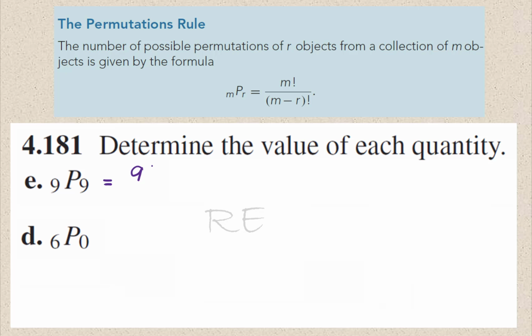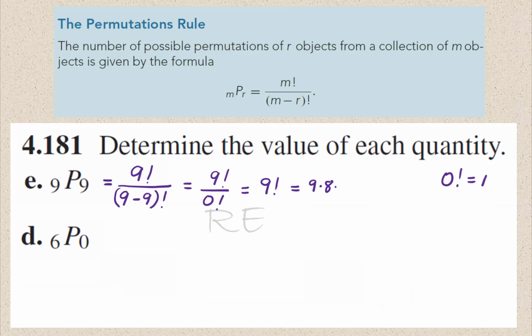Out of 9, permute 9. If we're doing it by hand, it's going to be 9 factorial divided by 9 minus 9 factorial. 9 factorial divided by 0 factorial. Remember that 0 factorial by definition is equal to 1. So we ended up with 9 factorial, which is 9 times 8 times 7 times 6 times 5 times 4 times 3 times 2 times 1.